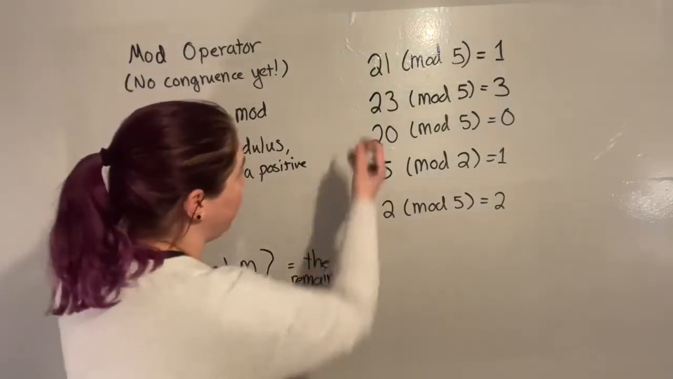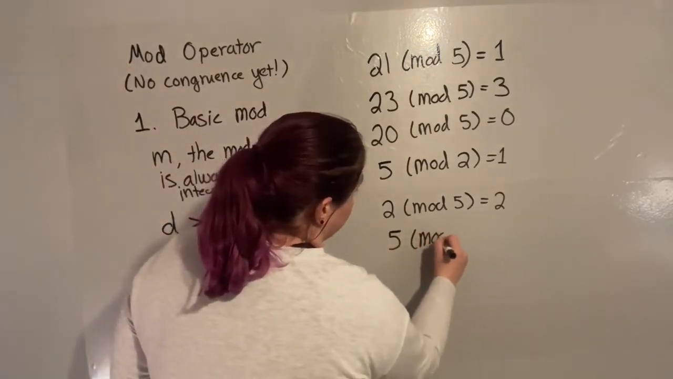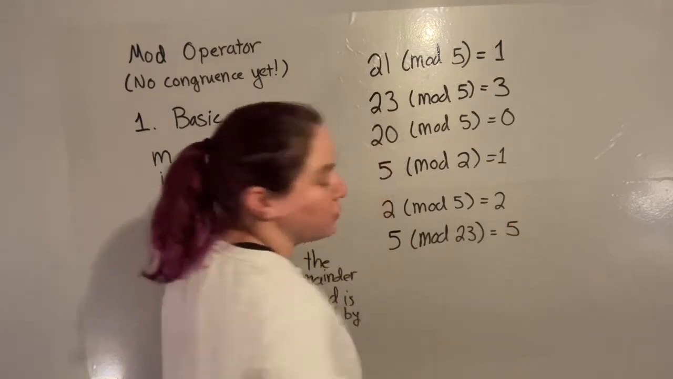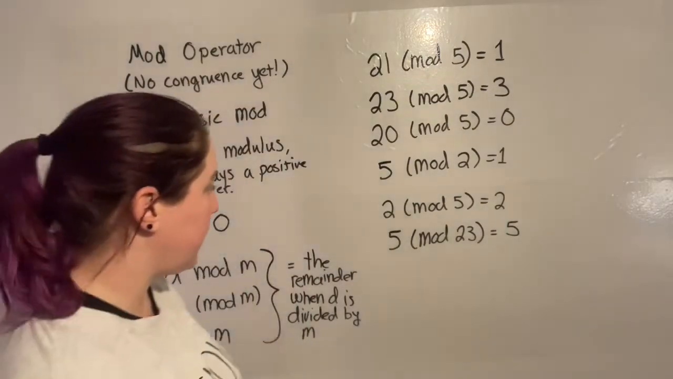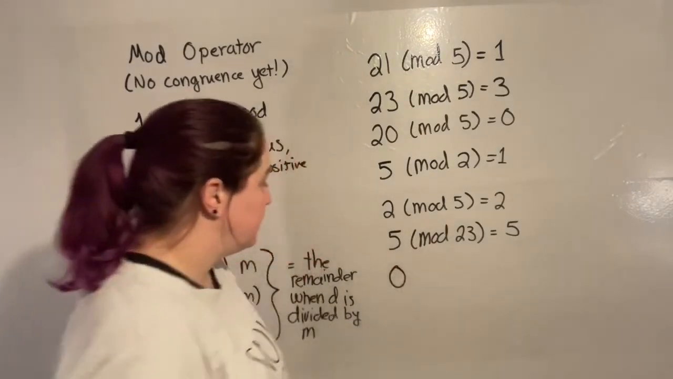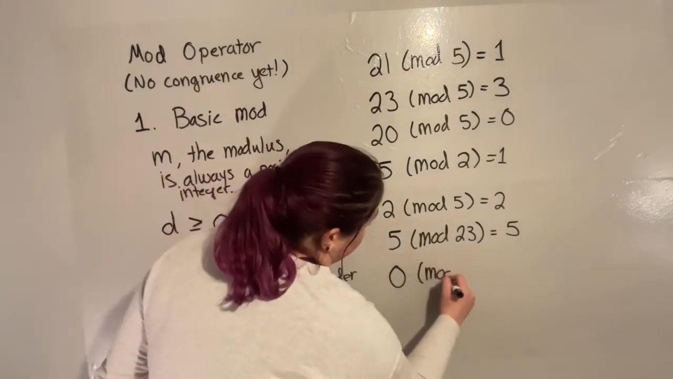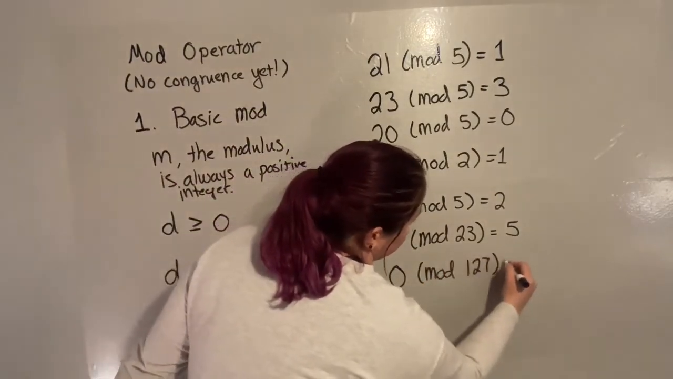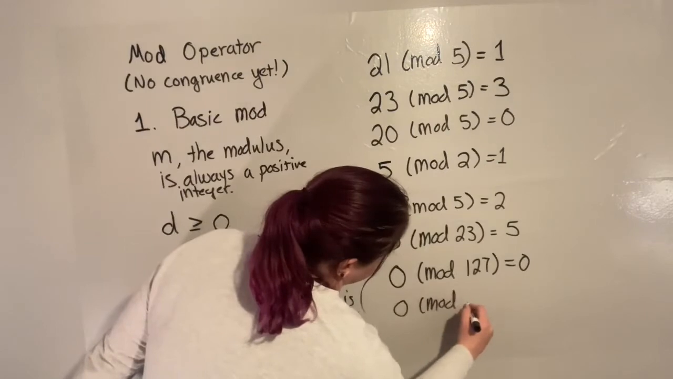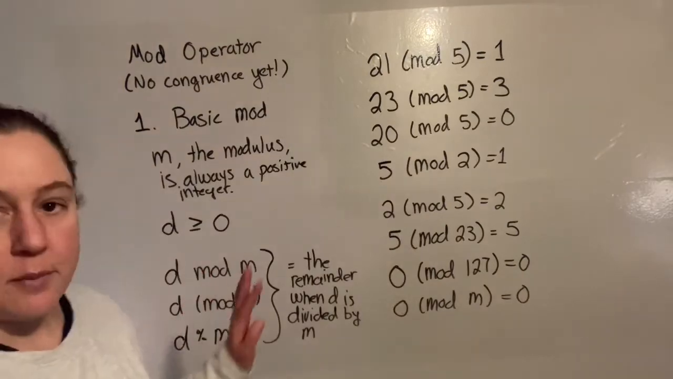Another example, if I flipped around this one and did 5 mod 23, again, 23 doesn't go into 5 at all, so we leave the remainder of 5. And then if you have a 0 here, then any number goes into 0. So I could do 0 mod 127, and that's 0, really 0 mod anything, any m, will be 0. This is our basic setup when we have positive integers.